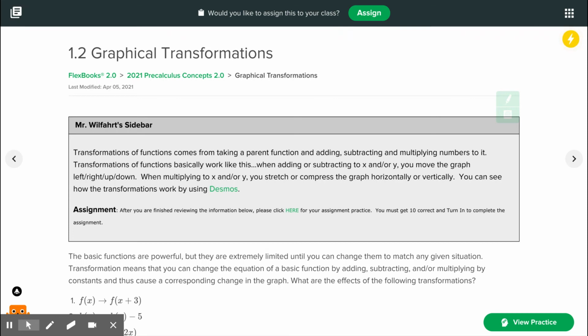Hey there, Mr. Wilford here, and we are going to go through Chapter 1, Section 2, Graphical Transformations.